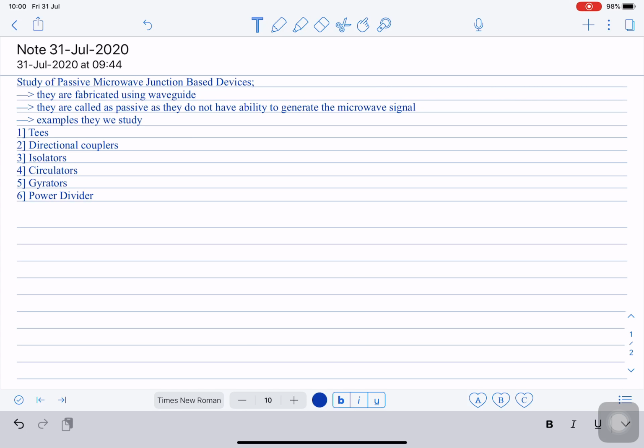Some of the passive microwave devices such as isolators and circulators are going to make use of non-reciprocal magnetic materials known as ferrites. So we will come to this particular part later on. Ferrites are a special type of magnetic material which are used in the construction of typical passive devices like circulators and isolators, and these are known as non-reciprocal devices. Non-reciprocal devices means the port configuration that we cannot alter.